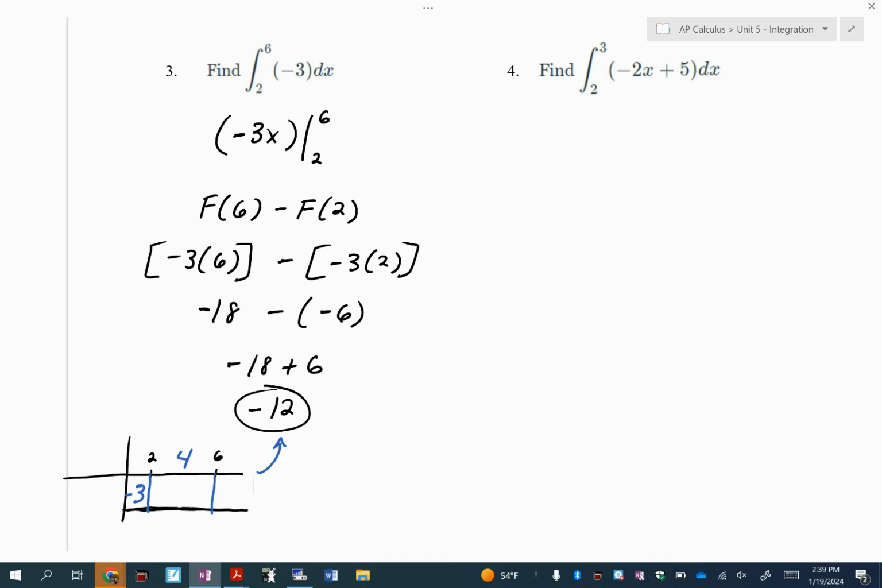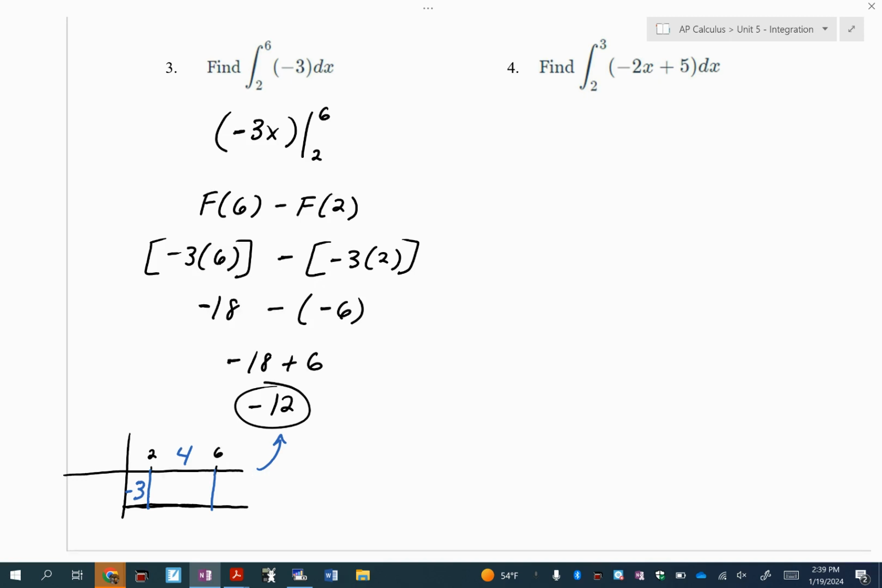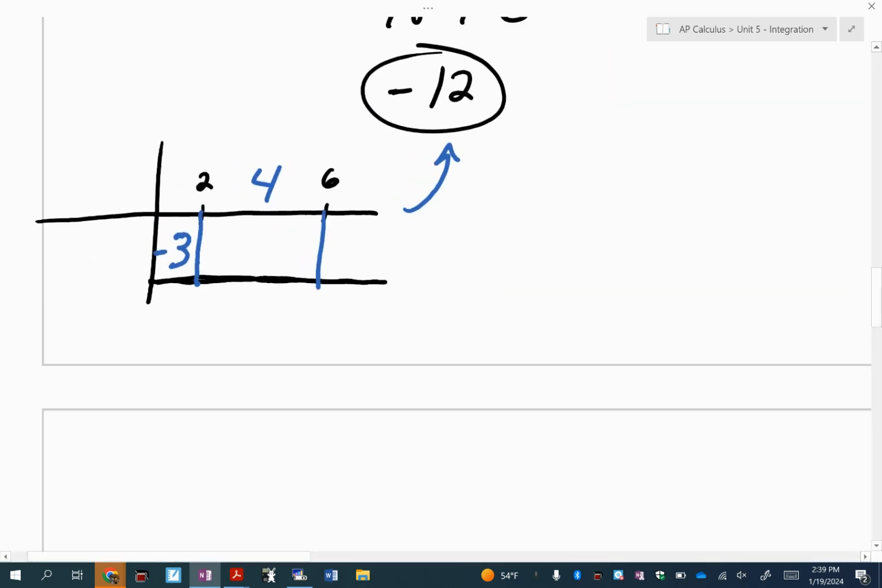Specifically, what would you like for me to go over again? The very end? Well, so the integral said from 2 to 6, and it said my function was negative 3, right? So I drew a line at negative 3, and the area under that curve is the shape of a rectangle, right? So this area right here. So to find that area, I did length times width. So 4 times negative 3. Oh, that's what we did last time.